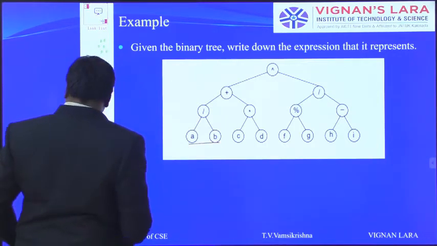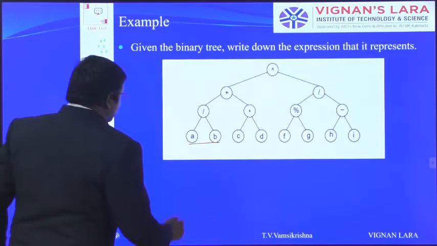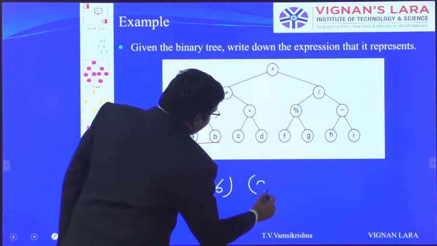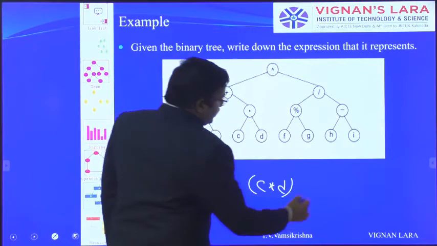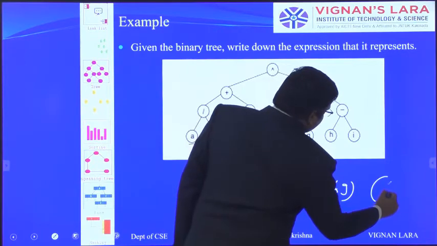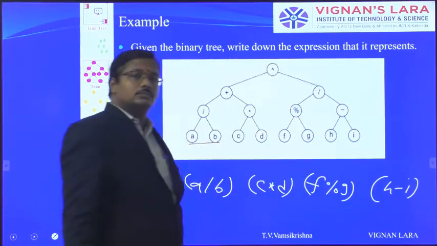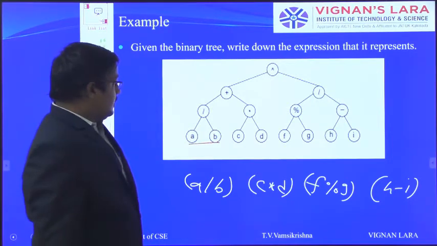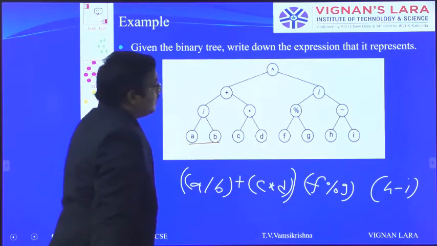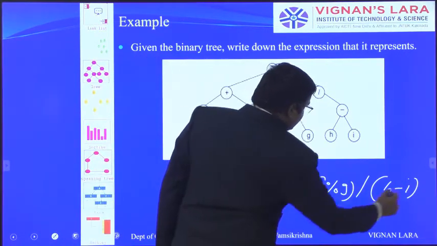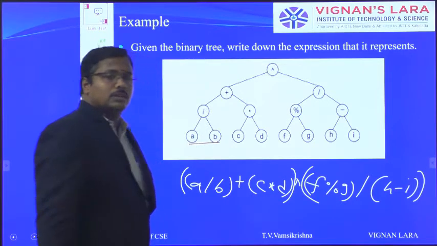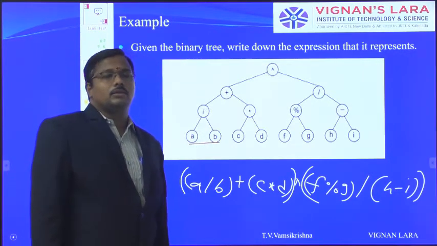Here first this one: A divided by B evaluates. Next C multiplication D evaluates. Then F modulo G evaluates. Next H minus I evaluates. Next here plus is evaluated first. Next divided by evaluates. And then cap. It's very easy; we can easily write it down.